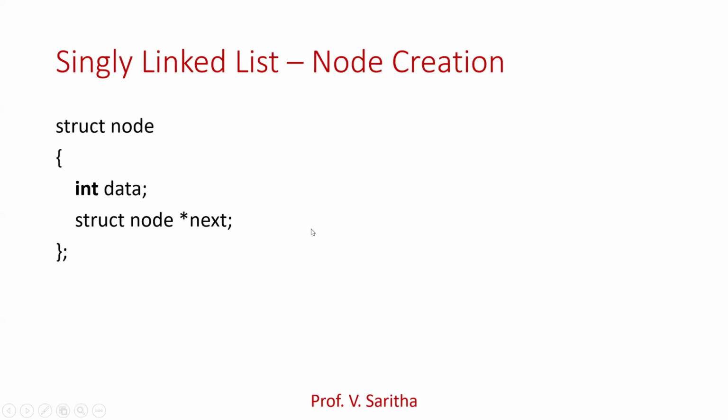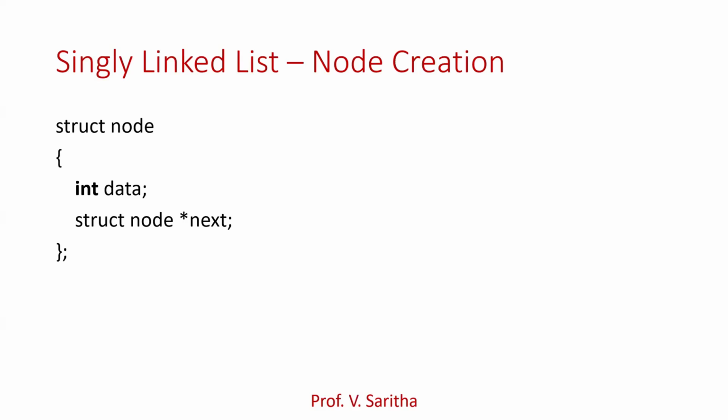How will the structure of the node be when you are writing a program? Here is the structure we'll be using. Struct keyword, node. The node name is a user defined name actually. You can give any name. And int data. The data I'm going to insert in the singly linked list, I'm defining as integer data type. You can define 4 variables or 5 variables, any number of variables for data.